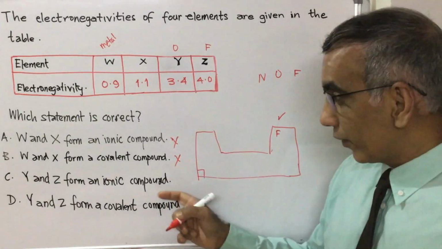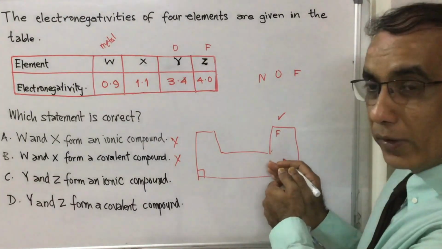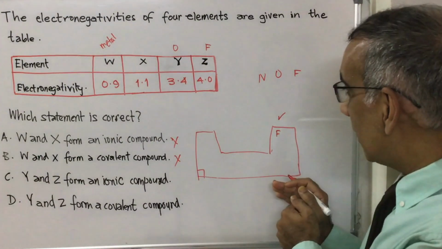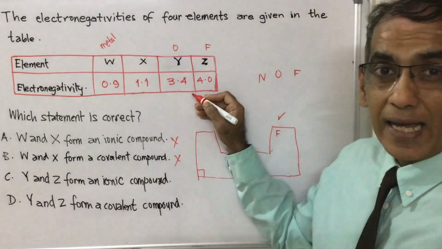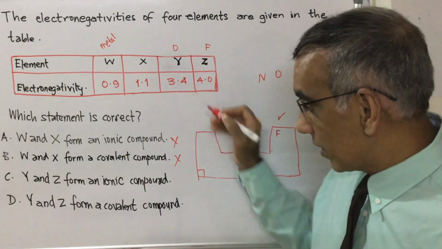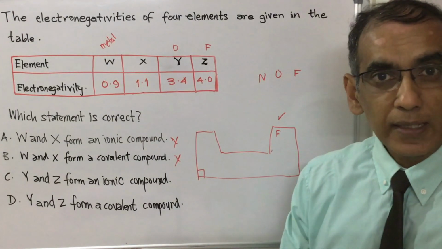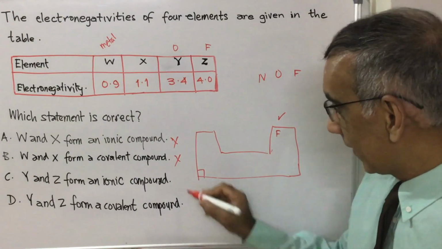Now, Y and Z, for a similar reason to B, are going to be located up here on the non-metal side of the periodic table because they have these high electronegativities, which are typical of non-metals. So they won't engage in ionic bonding, because two non-metals will not engage in ionic bonding.